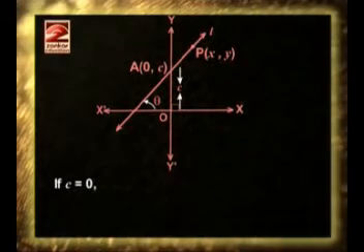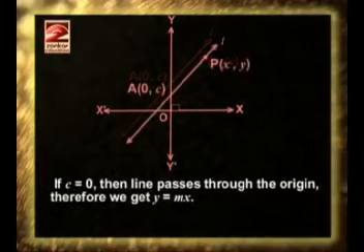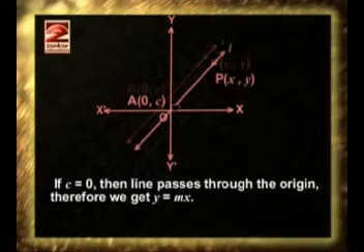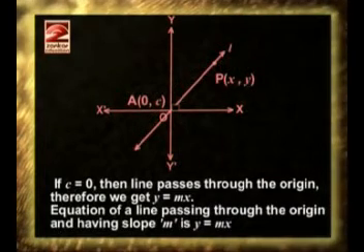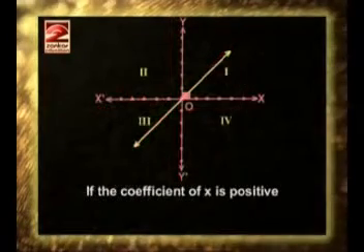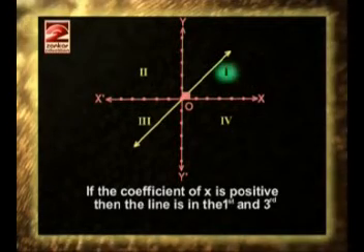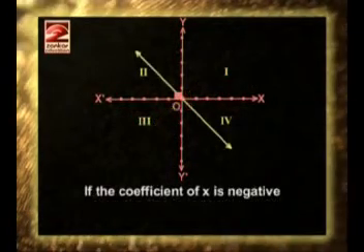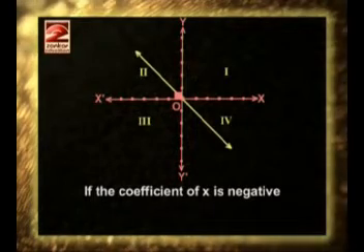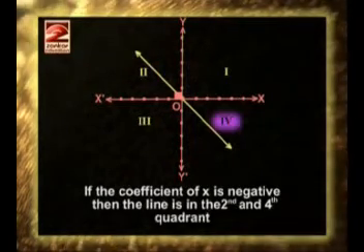But if c is 0, then the line passes through the origin and we get y = mx. So the equation of a line passing through the origin and having slope m is y = mx. If the coefficient of x is positive, then the line is in the first and third quadrant. And if the coefficient of x is negative, then the line is in the second and fourth quadrant.